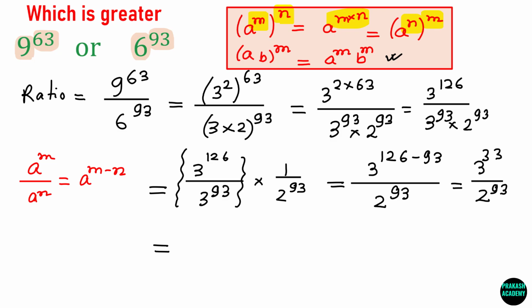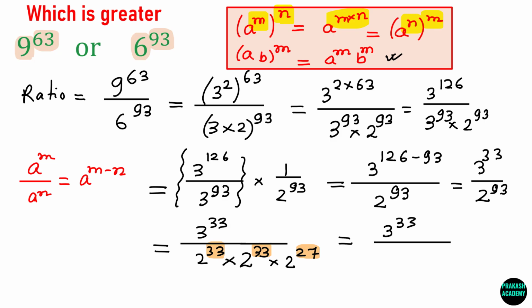So I can further write this term, 3 raised to the power 33, divided by 2 raised to the power 33 multiplied by 2 raised to the power 27, because powers get added. If you add these two terms, this will be 93. So now we can write 3 raised to the power 33 divided by 2 raised to the power 66, where 66 I will write as 2 into 33, and this multiplied by 2 raised to the power 27.